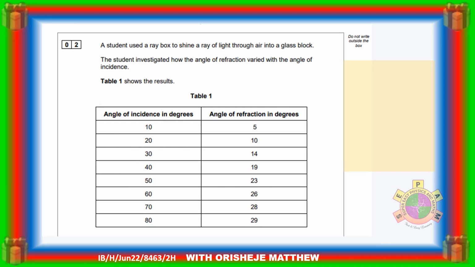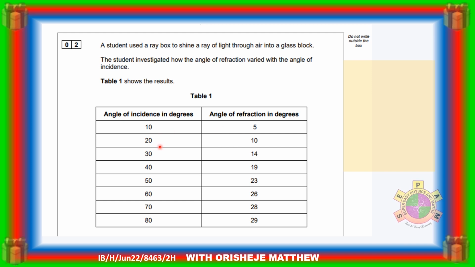All right, question 2 has to do with planning experimental investigation. A student used a ray box to shine light through a glass block. The student investigates how the angle of refraction varies with the angle of incidence. Table 1 shows the result. So the first column, we have the angle of incidence. It started with the angle of incidence of 10 degrees, and that produced the angle of refraction in the glass block of 5 degrees.